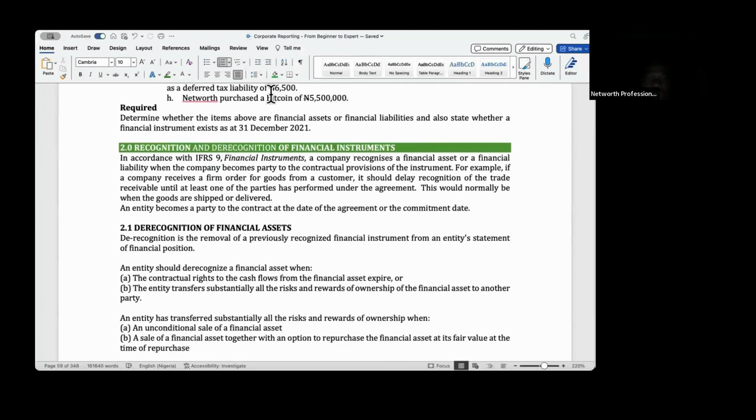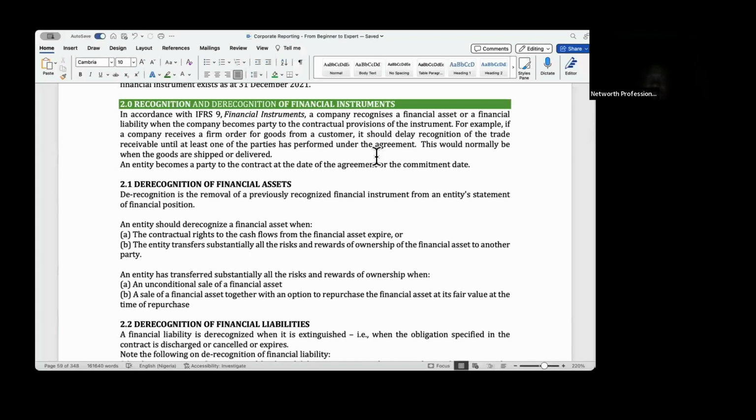recognition and derecognition of financial instruments. In the past 3 or 4 diets, this is the area ICAN has been asking, recognition and derecognition. In the past 3 to 4 diets. So it was in 2020 they asked this one, this aspect of it.